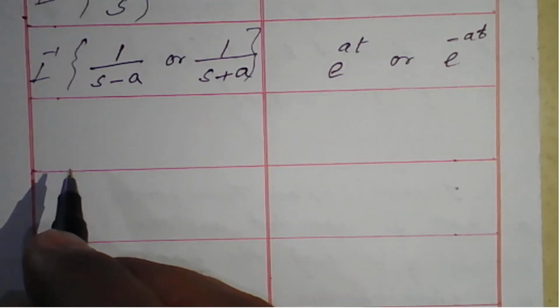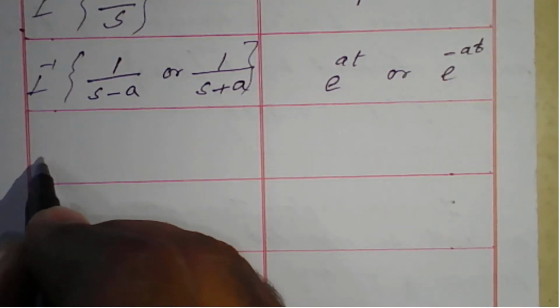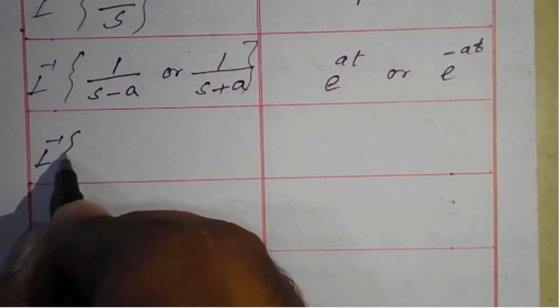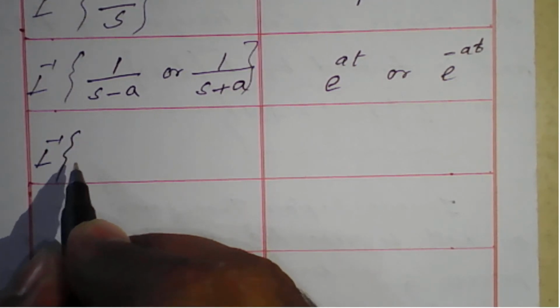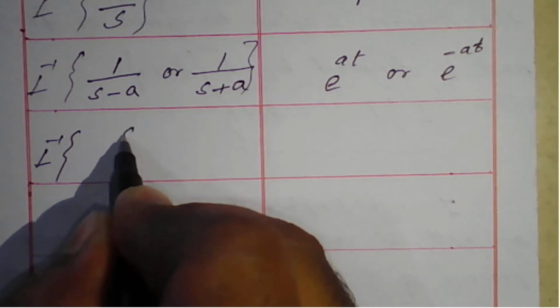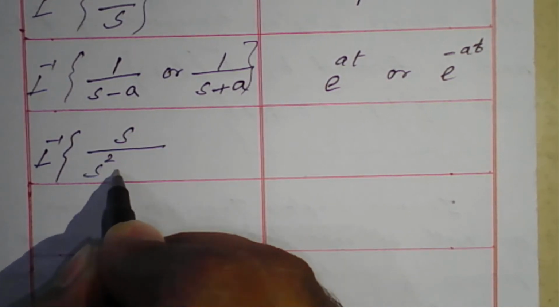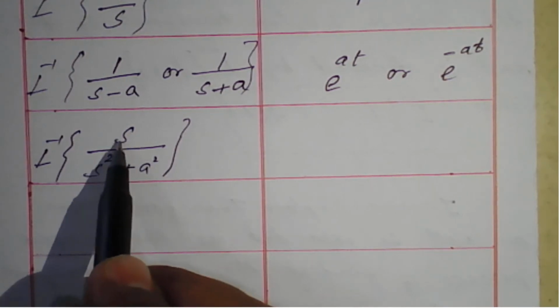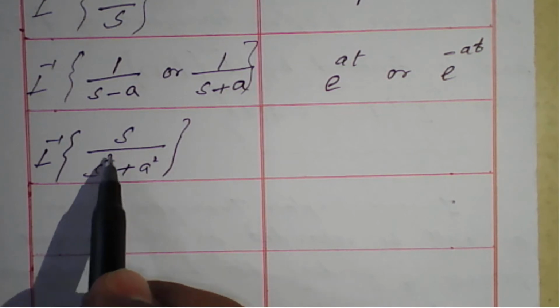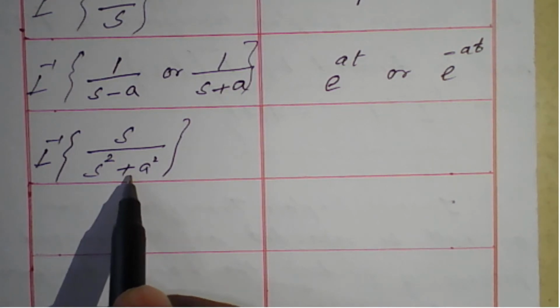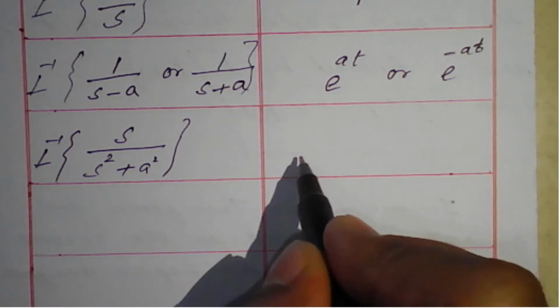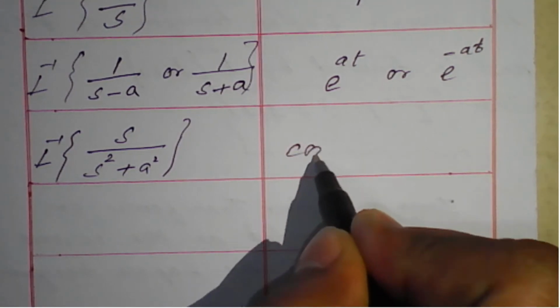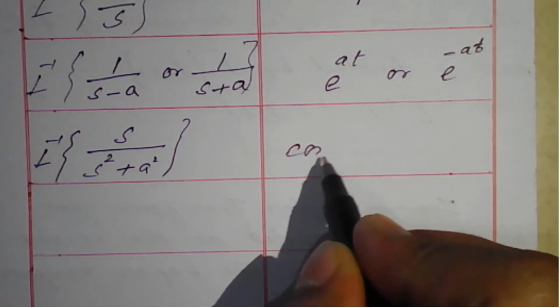Now the next formula, Laplace inverse of s divided by s square plus a square. We know that if s is in the numerator, it is always cos. And s square plus a square with a plus sign means it is a trigonometric function. So therefore I can say that the resultant is cos of at.